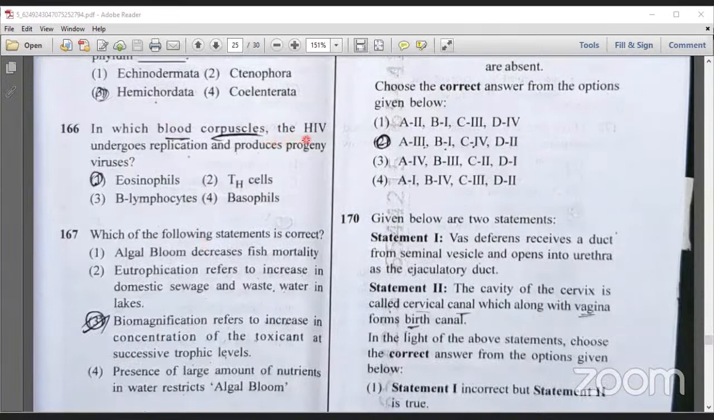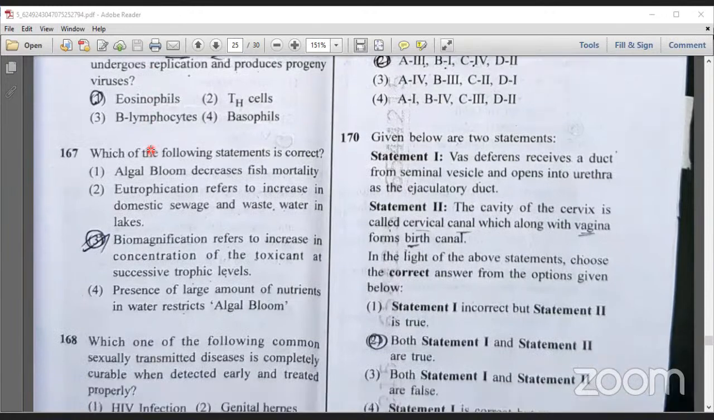In which blood corpuscles does HIV undergo replication and produce progeny viruses? The right answer will be T helper cells. In the T helper cells, the HIV viruses replicate and produce the progeny viruses.